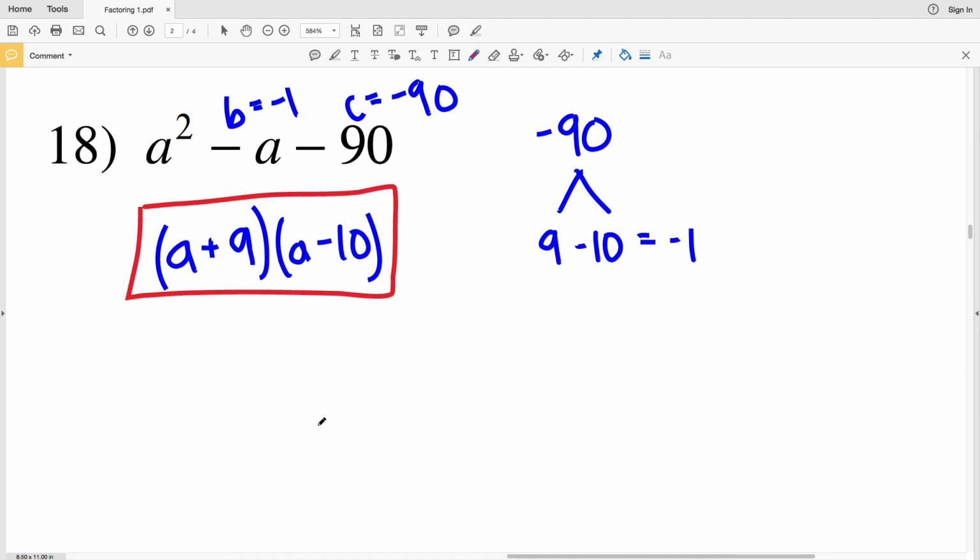And continue on to the next video, where I'll finish this worksheet, completing numbers 19 through 26.